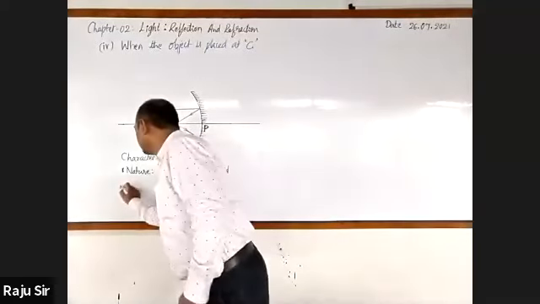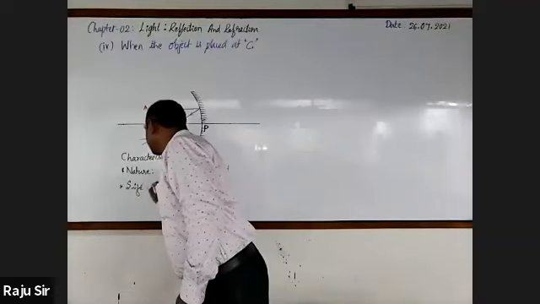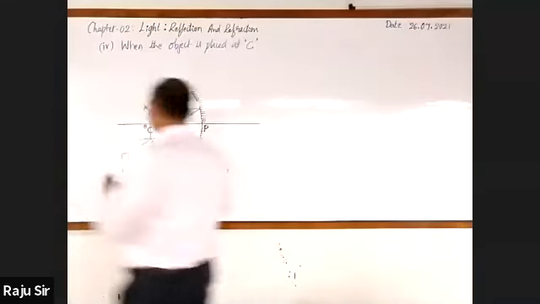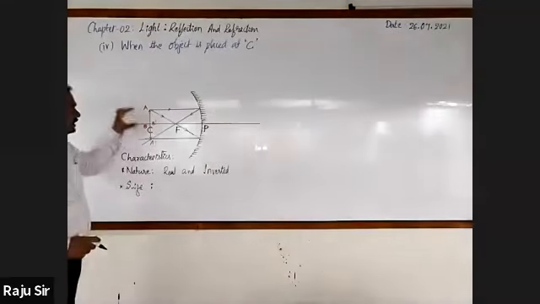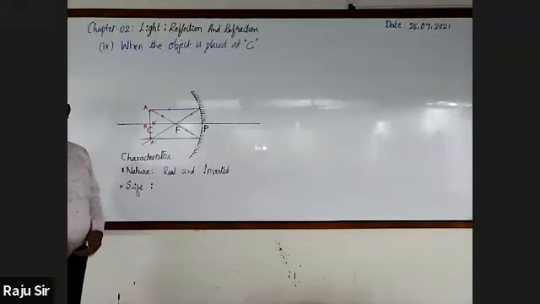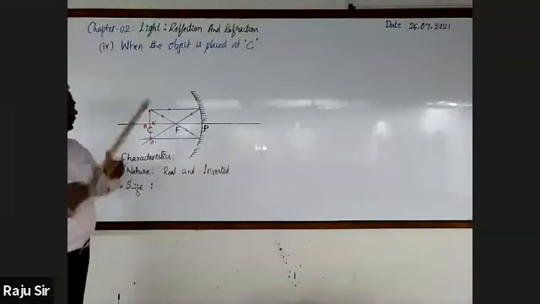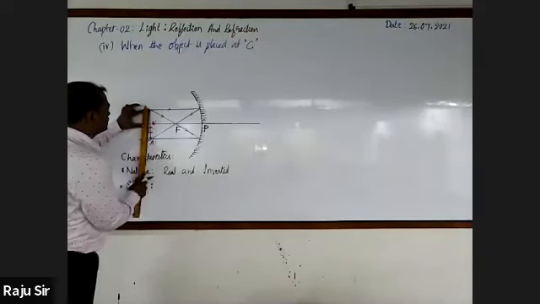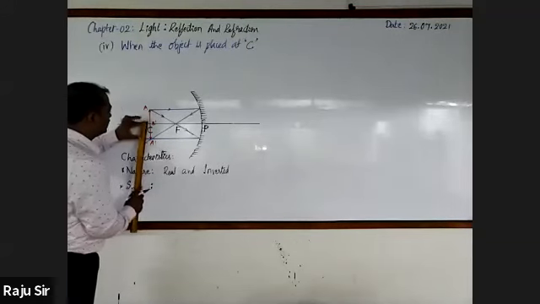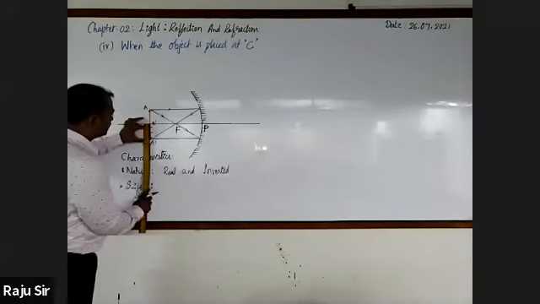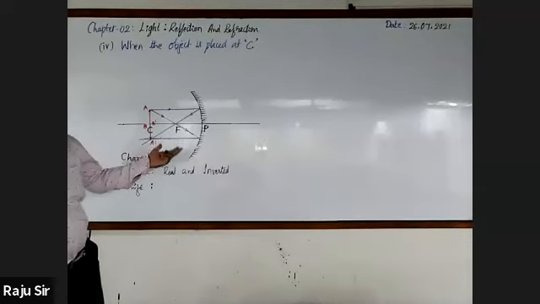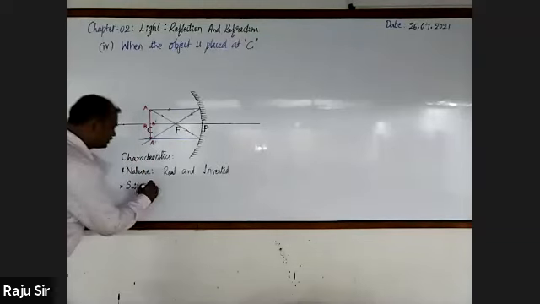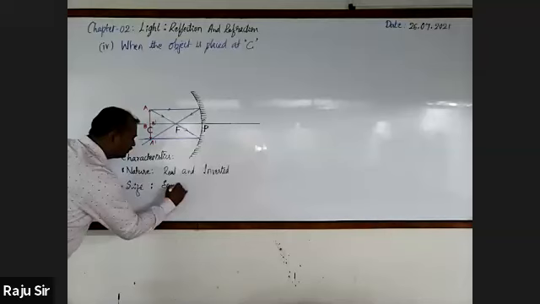Next, second point. Size. Just compare the size of the image and the size of the object. I have taken exactly 8 centimeter. The image formed is also 8 centimeter. So the size of the image is equal to the size of the object.